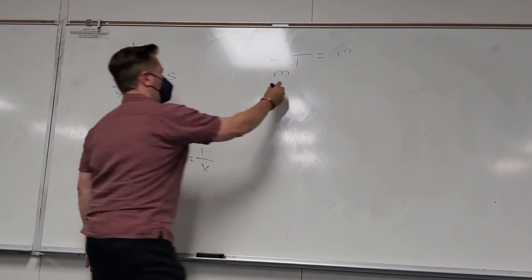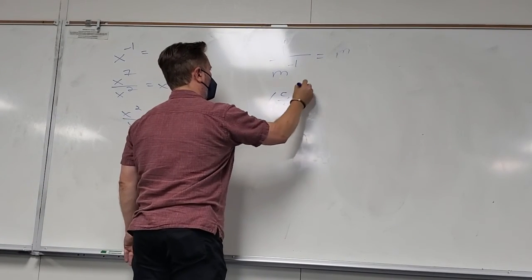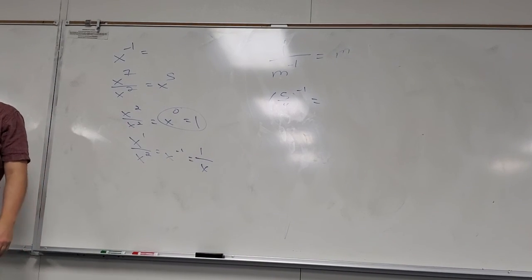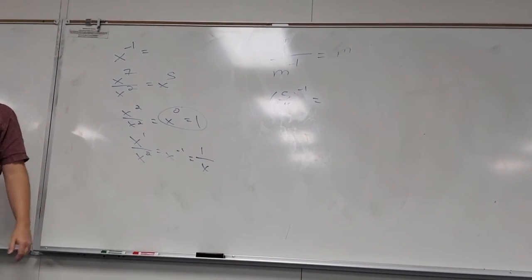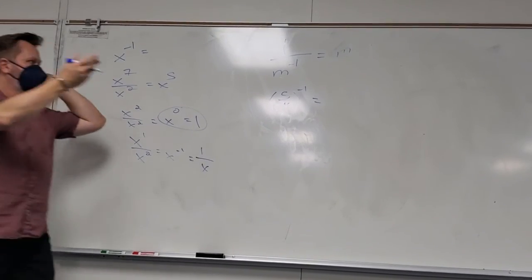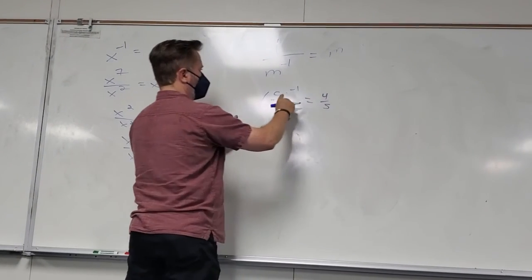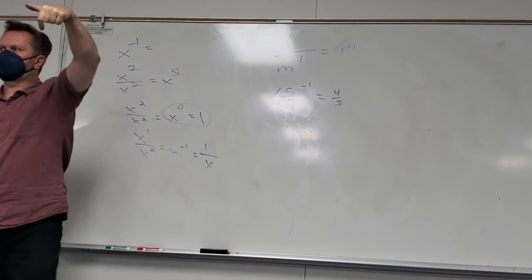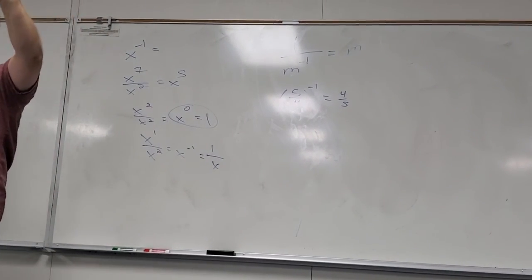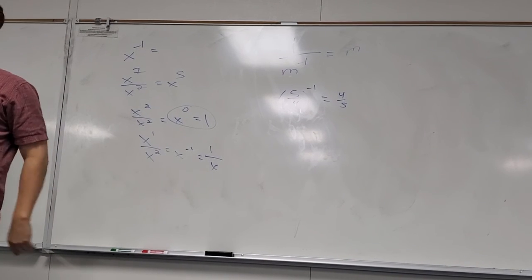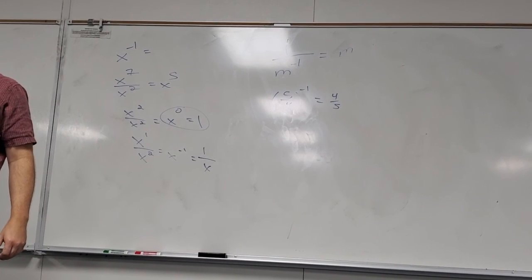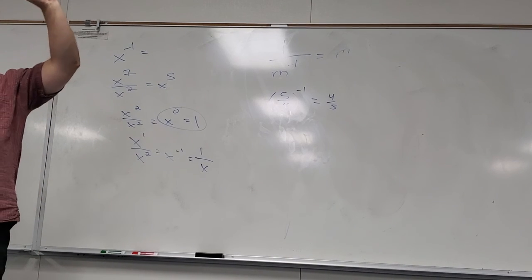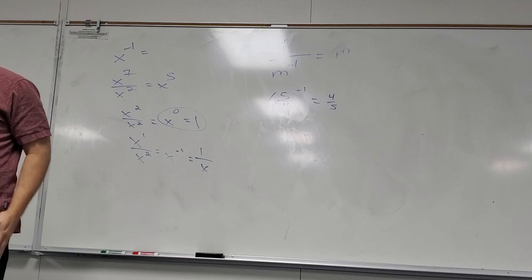What about this? What about 5 fourths to the negative 1? Yeah, 4 fifths. Just flip it. Look, doesn't the 5 want to go down? Doesn't the 4 want to go up? Wherever they are, they want to go to the other place. So you can just take a whole fraction, just flip it. That's why the negative 1 power is sometimes referred to as the inverse. In this case, the multiplicative inverse, the reciprocal.